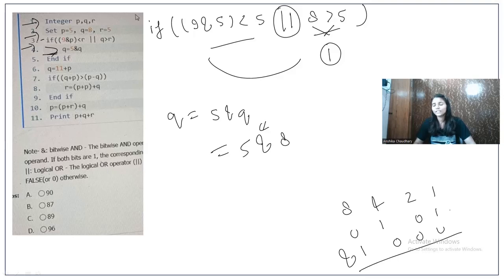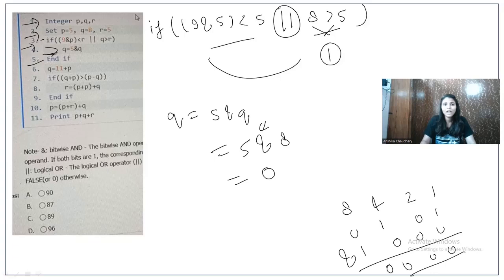The AND operator works like this: if either of the values is 0, it will return 0, and only if both the values are 1 will it return 1. So 1 0 1 1 AND 0 1 0 1. It will return 0 only. This is how the Q value will be 0.